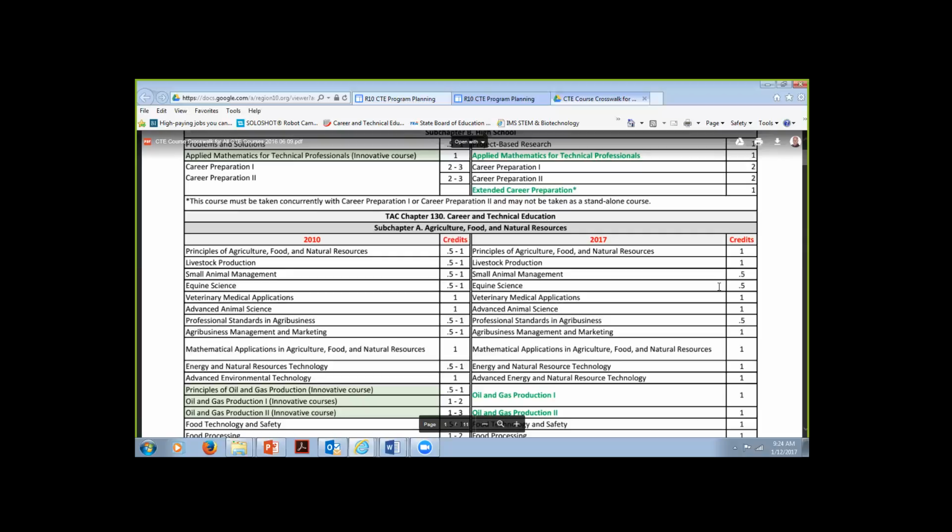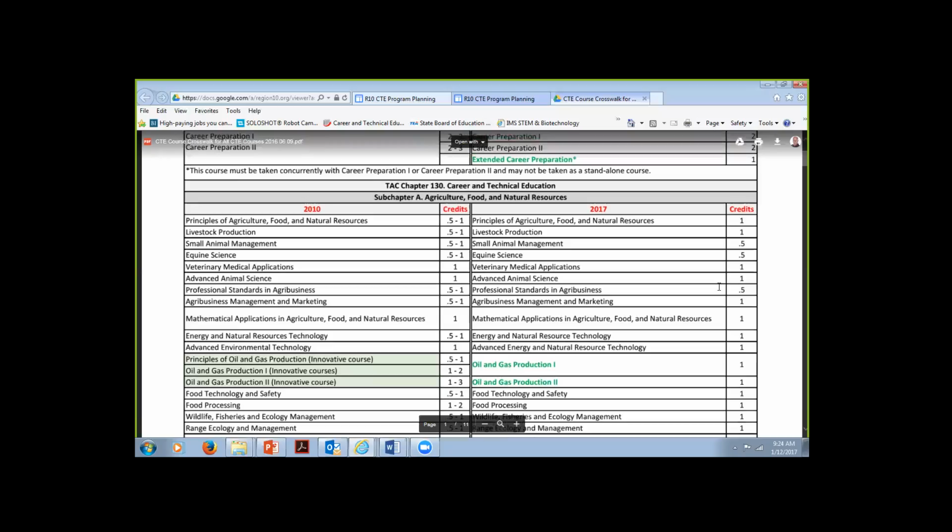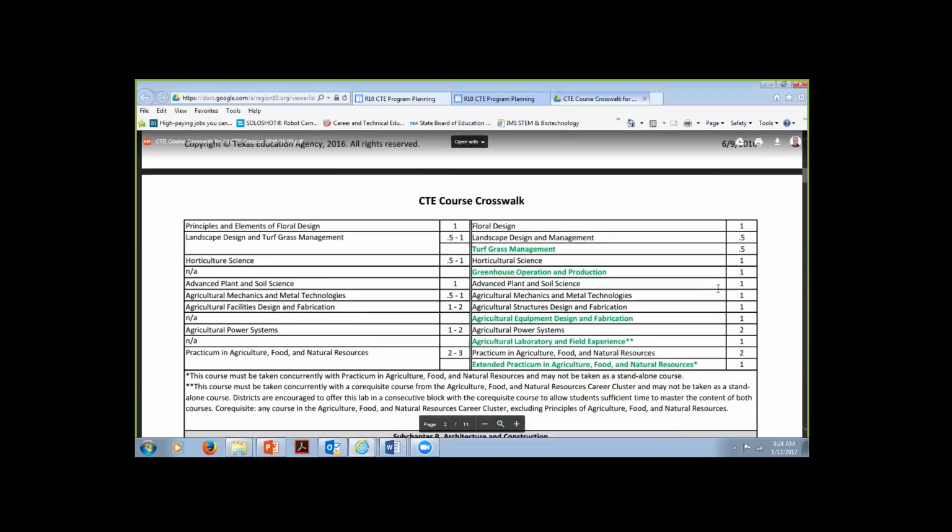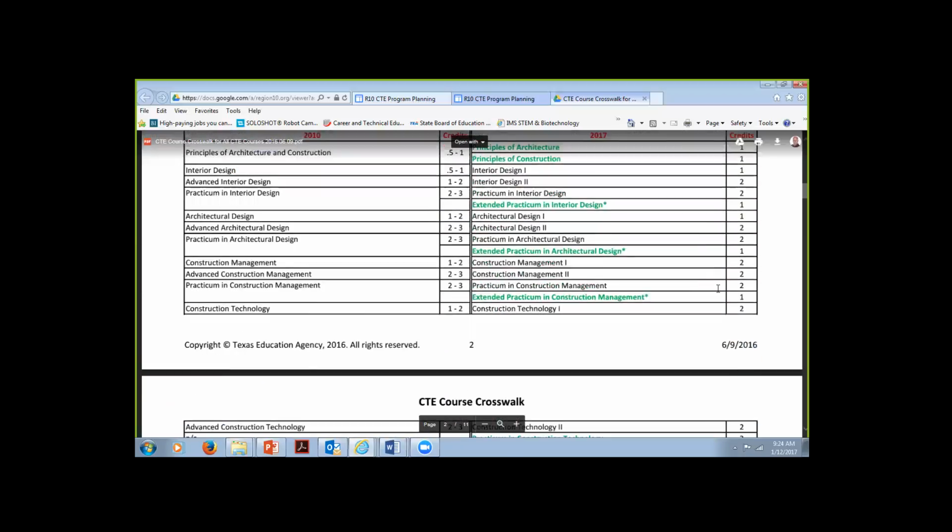Or better yet, you could combine small animal management for the first semester and equine science second semester, or flip those around. Or I've heard where some people are going to use a combination of professional communications, which is now going to move to a half credit, and equine science or small animal management to account for a whole year of teaching for 1 credit for a student.